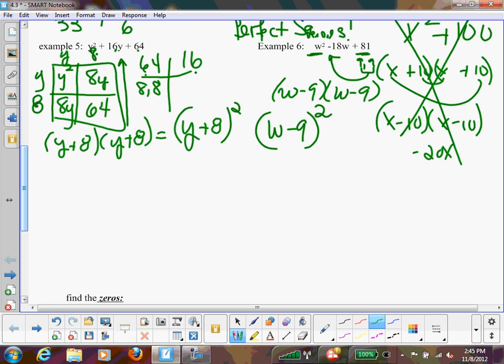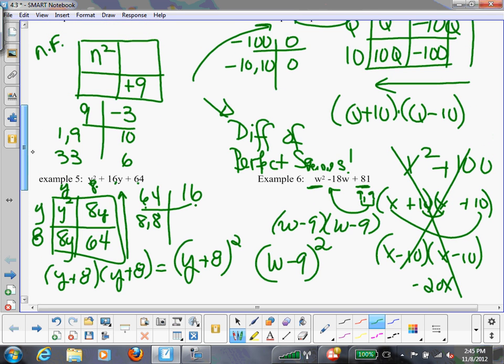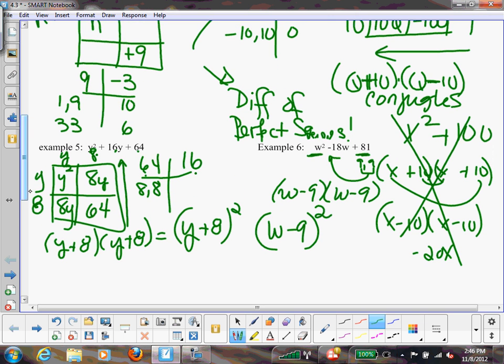Abigail? So the other one is not because it's just... No, it's a perfect square also. It's y plus 8 and y plus 8. Look. Difference of perfect squares is when there's no middle term and you're showing subtraction. And these will be conjugates. These are called conjugates because everything is the same except one has a positive sign and one has a negative sign. Yes, Madeline.